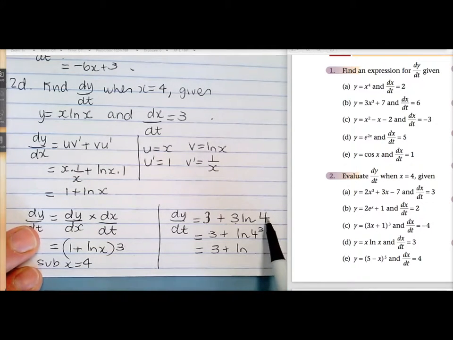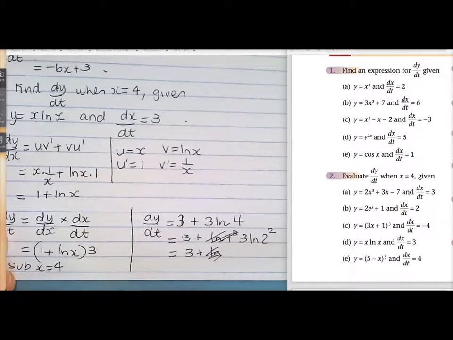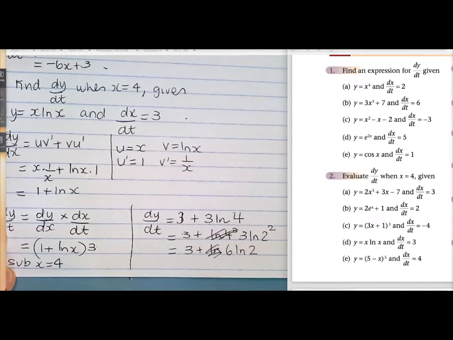See, 4 is 2 squared. 6 ln 2 might be the simplest actually. That's not the simplest, so I'm going to write it as 3 ln 2 squared. Do you know why? Because ln 64 is not the simplest form. So what's the simplest form? What do I do with that squared? It's 3 times 2, it's 6 ln 2. That's the simplest form. So it's 3 plus 6 ln 2.